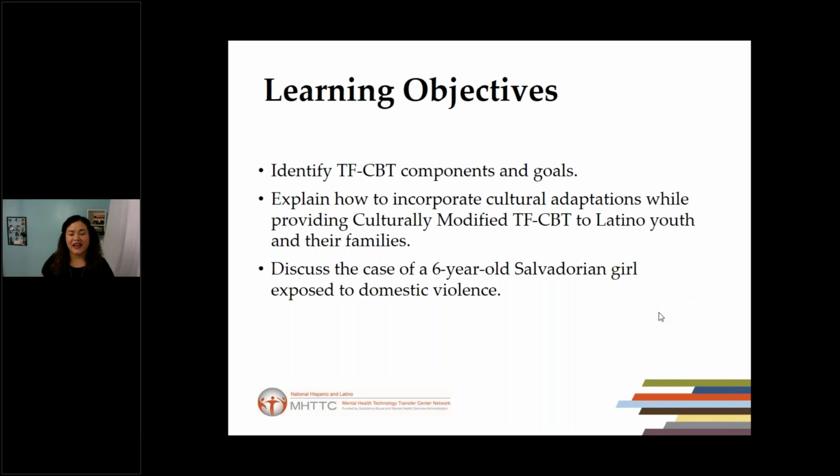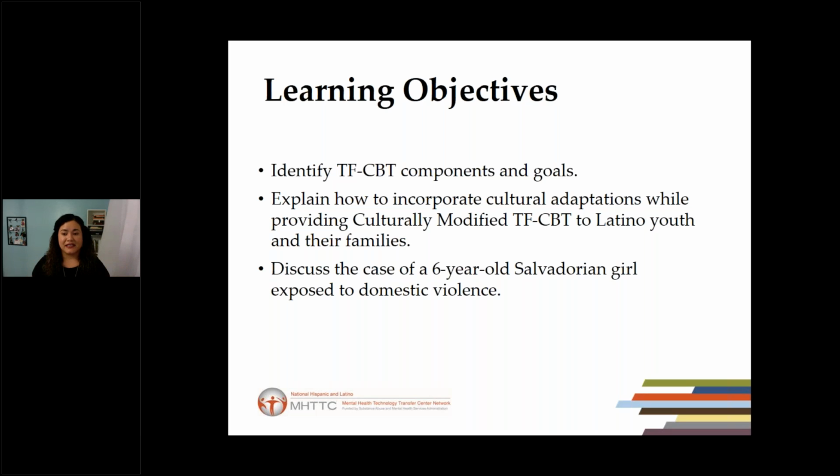So mostly today I will be talking about the TF-CBT components. I think this is more of a basic webinar presentation. Some of you that are already trained in TF-CBT, I apologize, maybe it could be a little bit boring because you already know, but some of the things that I'm gonna try is to talk about a specific case of a Salvadorian girl that I worked with a few years ago, and how I implemented different cultural values and how to work with Salvadorian families.